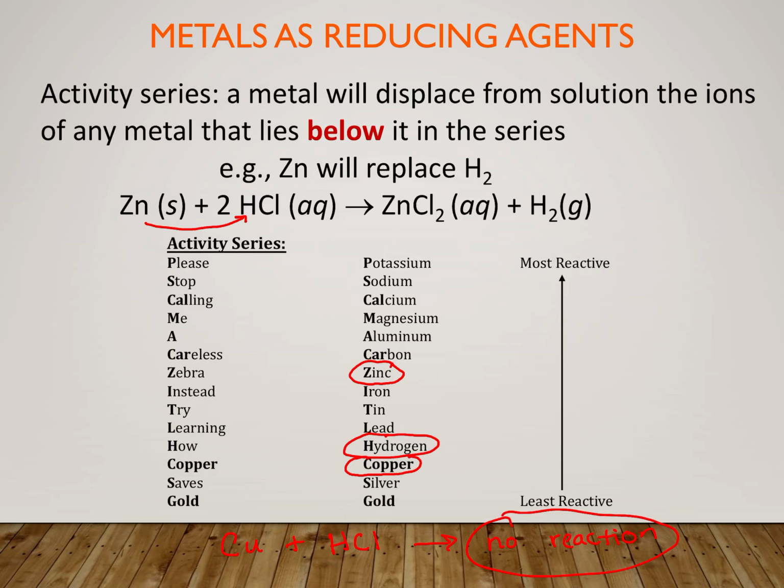You need to have this memorized so that you can figure out whether or not a reaction will occur as written. And that is the end of this set of slides. So today we talked about redox reactions, we talked about determining oxidation states, we talked a little bit about disproportionation reactions, and of course, the activity series.